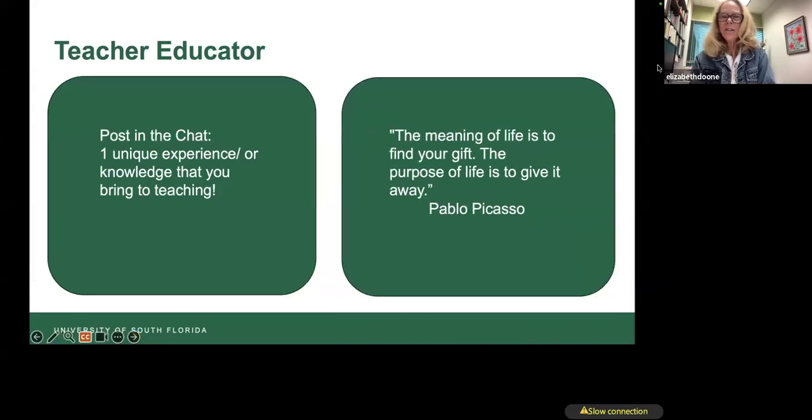So I just wanted to share this quote by Pablo Picasso. The meaning of life is to find your gift. The purpose of life is to give it away. So once you find your gift and you give it away, and each of you shared that gift that you have in teaching, and you're giving it away to your children, your students every day. And I love that. So thank you. That's awesome.